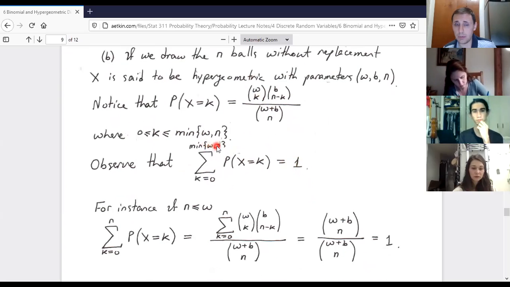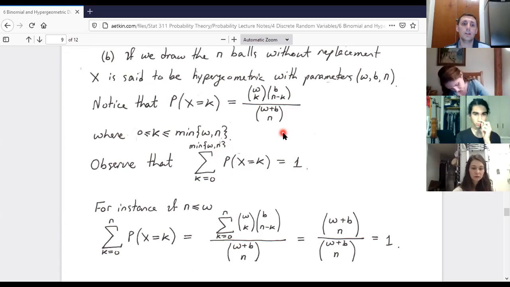Why do I say minimum of W and N? Because I cannot have more successes than the entire number of white balls, and I cannot have more successes than the number of trials. That's why it's the minimum of W and N.